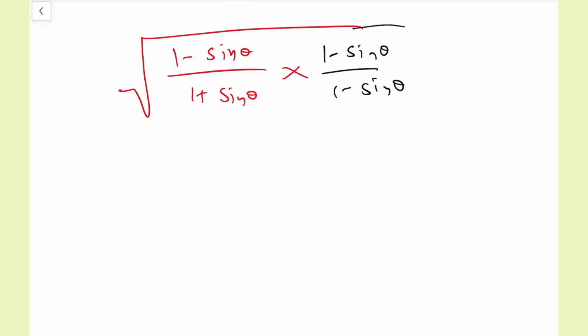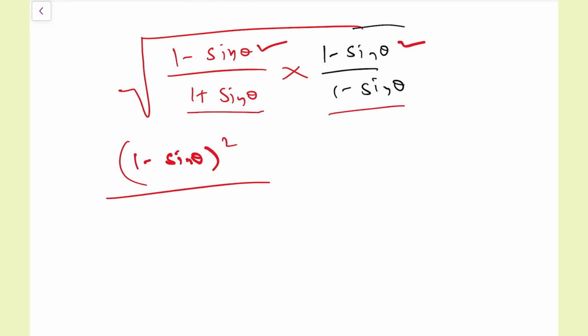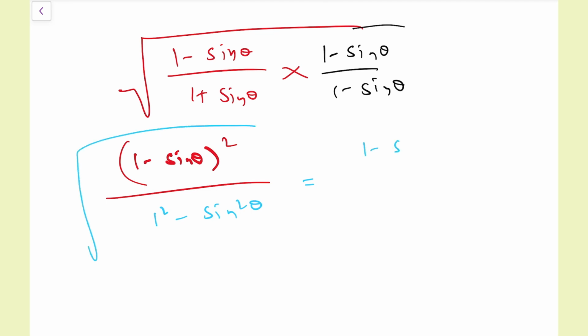Now, observe the numerator clearly. 1 minus sine theta into 1 minus sine theta, (1 minus sine theta) whole square, by denominator 1 plus sine theta into 1 minus sine theta. It is in the form of (a plus b) into (a minus b), right? So a square minus b square, that is 1 square minus sine square theta. Numerator as it is I am writing, that is (1 minus sine theta) whole square, by 1 square is 1 minus sine square theta, cos square theta.